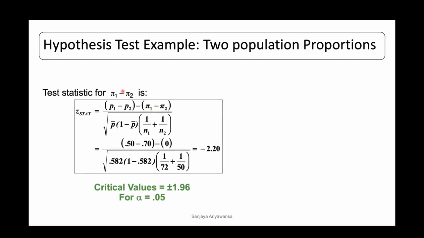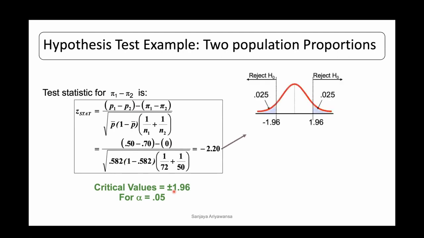The critical values for alpha equals 0.05. Critical value, remember, is a Z value here. In this case, it's a two-tailed test, so alpha divided by 2, so 0.025. You get the critical values as plus and minus 1.96 over here. So you get your rejection regions.